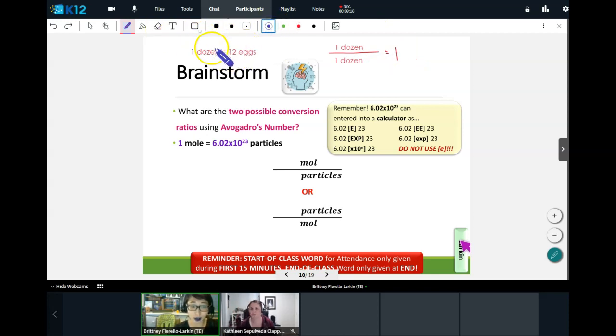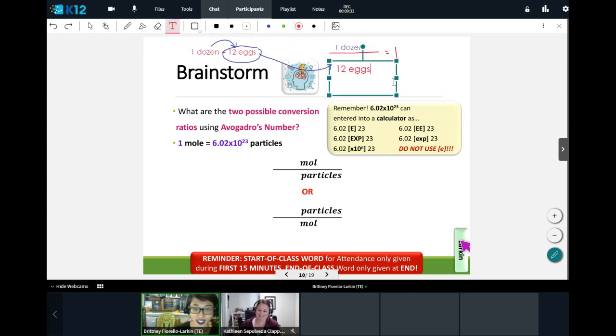But here's the deal. Again, we literally just said that 1 dozen is the same as 12 eggs. So instead of having 1 dozen here, I can actually substitute in 12 eggs. So let's go ahead and try that. I'm going to sub in here 12 eggs. All right, 12 eggs right here.